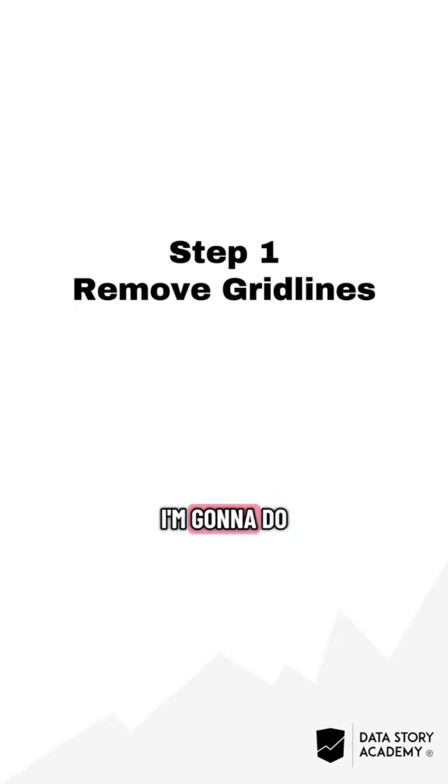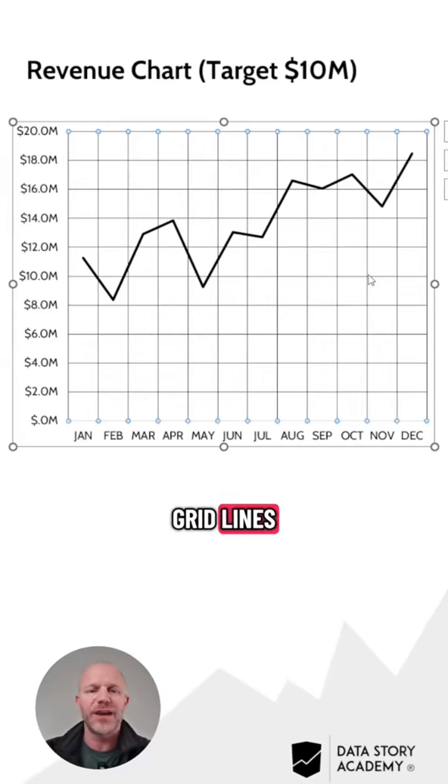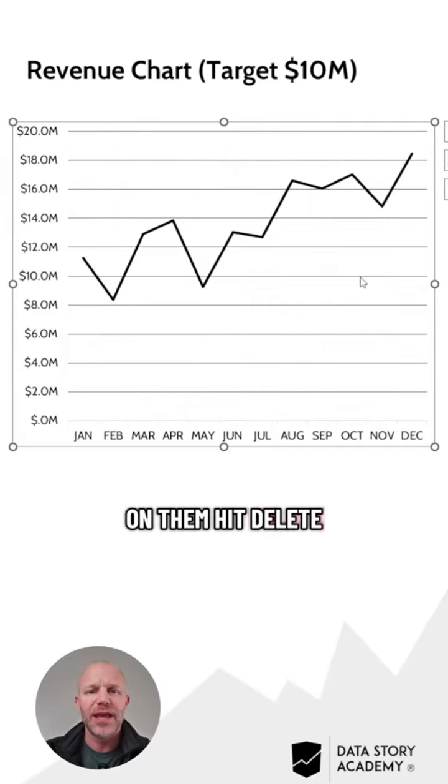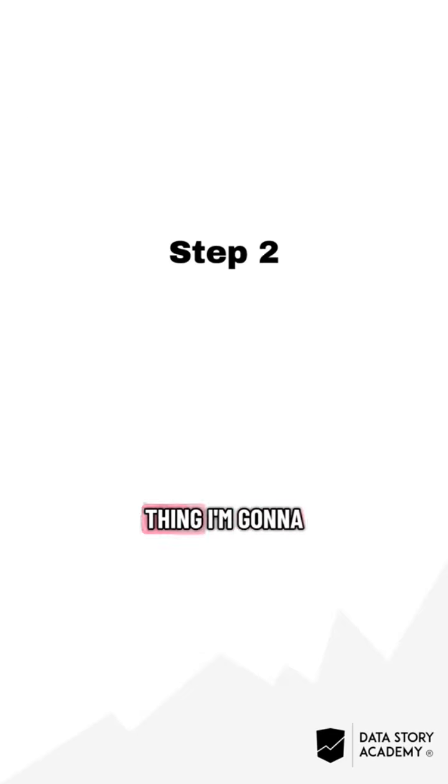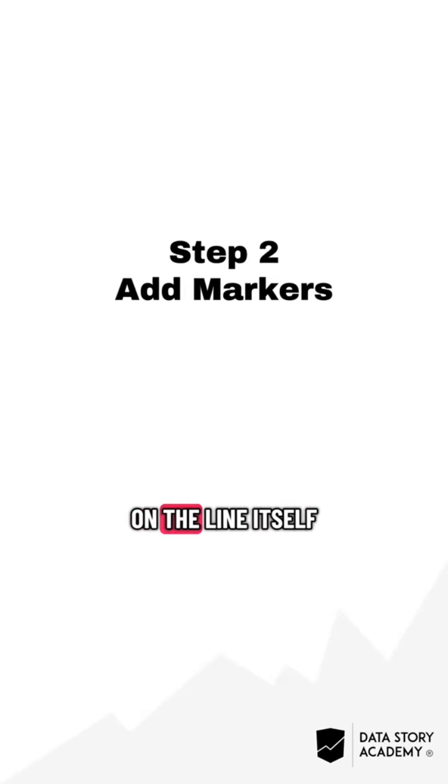The first thing I'm going to do is remove the grid lines in this chart. First, the vertical grid lines, I just click on them, hit delete, and then the horizontal grid lines, click on those and hit delete. And already I can see the line or the revenue mapped out over 12 months so much more clearly.